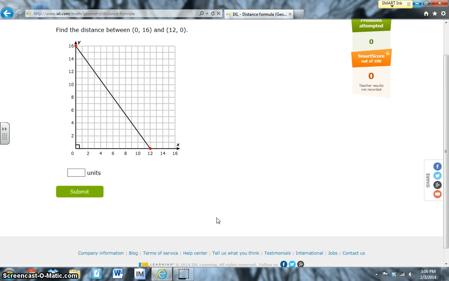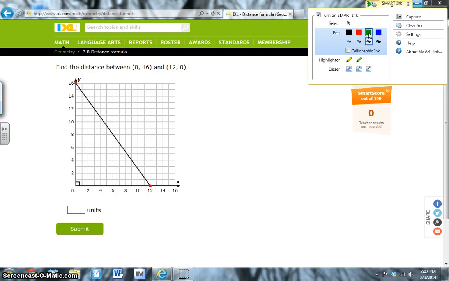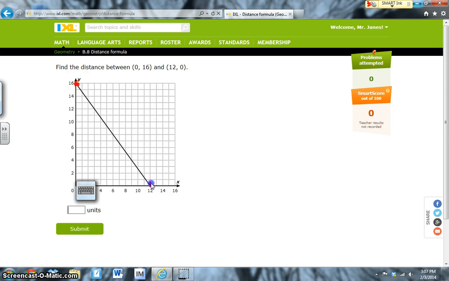Right. So now we're going to look at doing a distance formula problem. So this is IXL B8 distance formula. Before we were doing slope, and with slope you could pick any 2 points on the line. But for distance you can't. For distance you've got to pick the 2 endpoints of the line you're working with. So in that case that's this point right here, and this point right here. Why is that? Well, let's think.